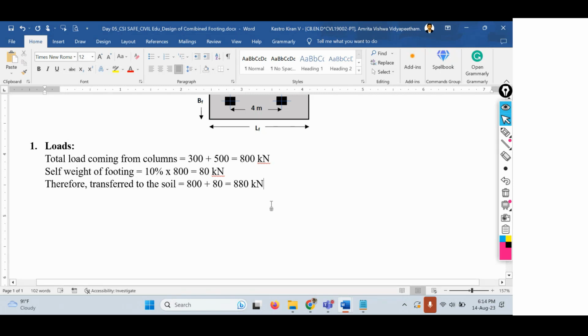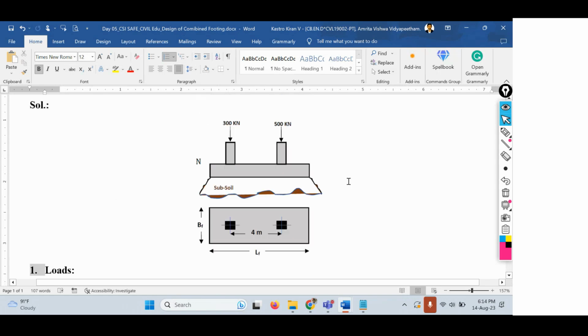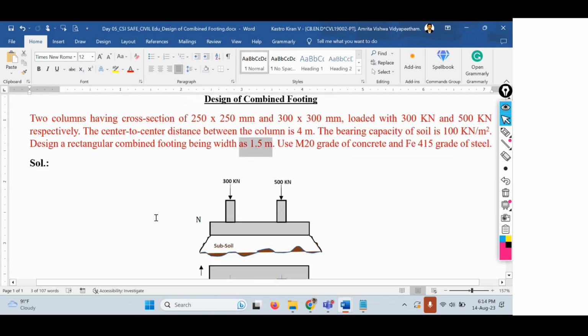So based on the load calculation, we can determine the dimensions of the footings. That's the second thing. So how to determine the dimensions of the footings? Let me write that down: dimensions of the footing. There is one limitation that is given. The width of the footing is limited to 1.5 meters. That is what is given in the question, right?